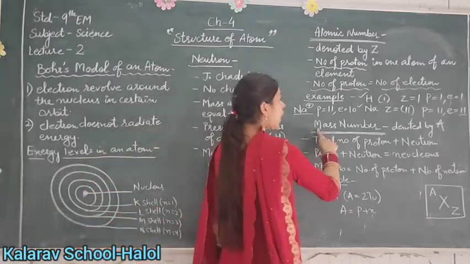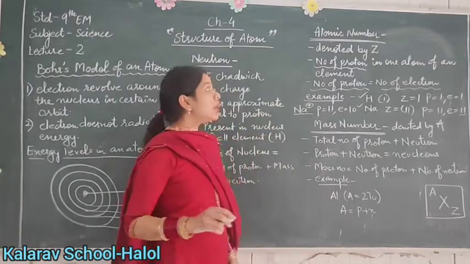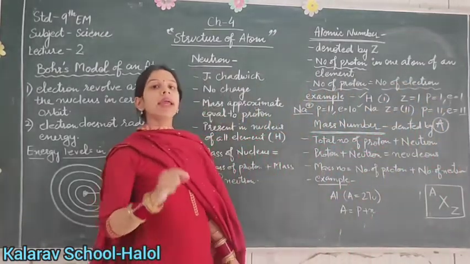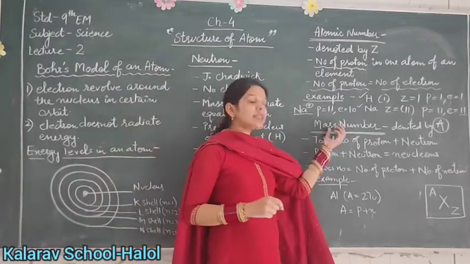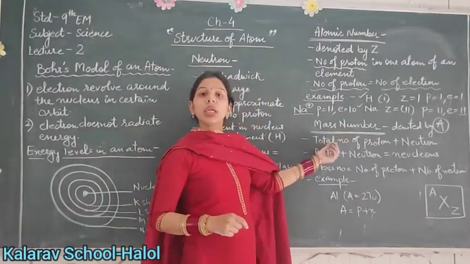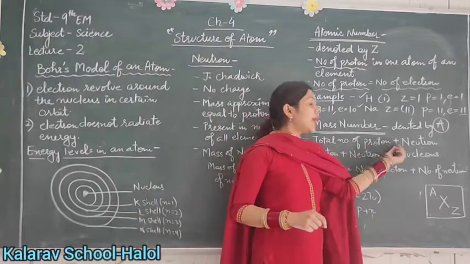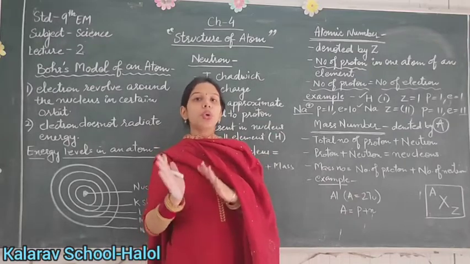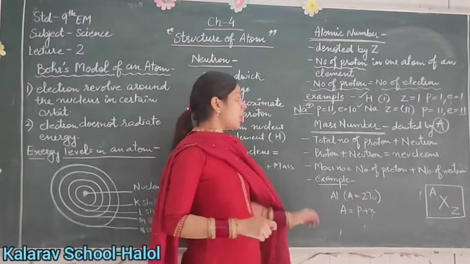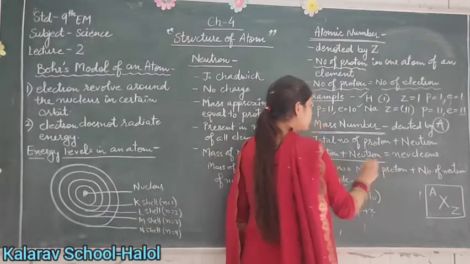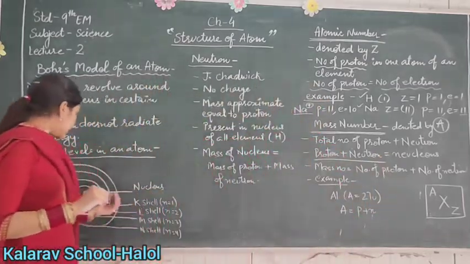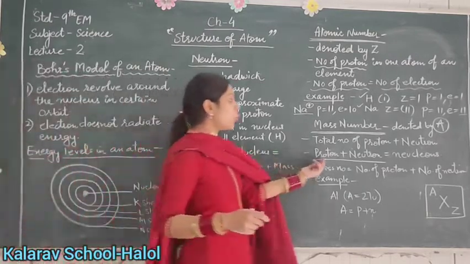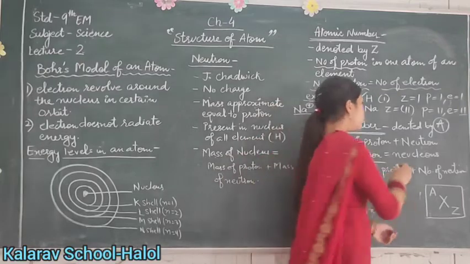So next is mass number. Mass number is denoted by A. So what is mass number? Mass number is the total number of protons and neutrons. Protons and neutrons both are present inside the nucleus. So that's why protons and neutrons are collectively called nucleons.